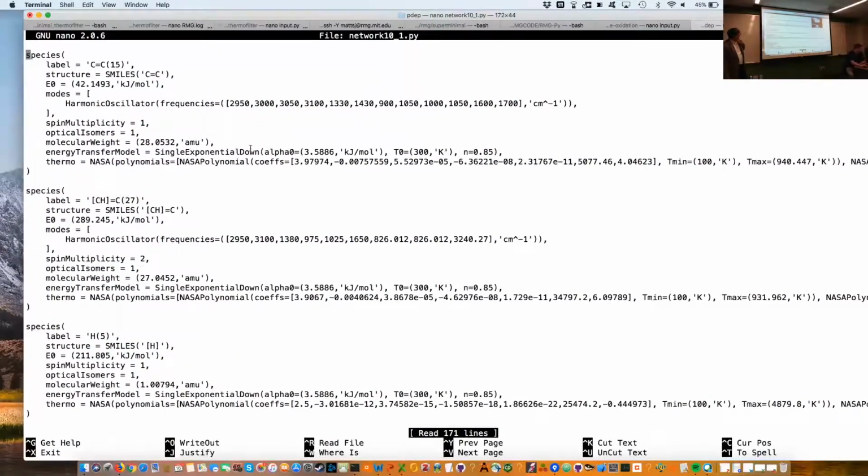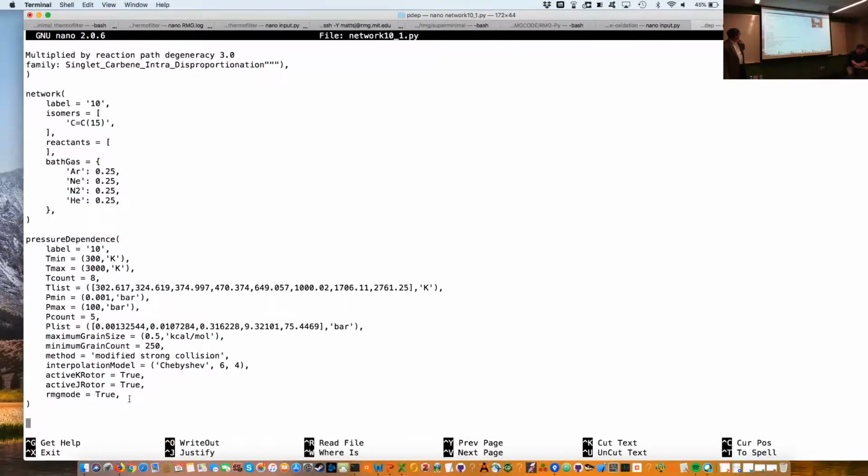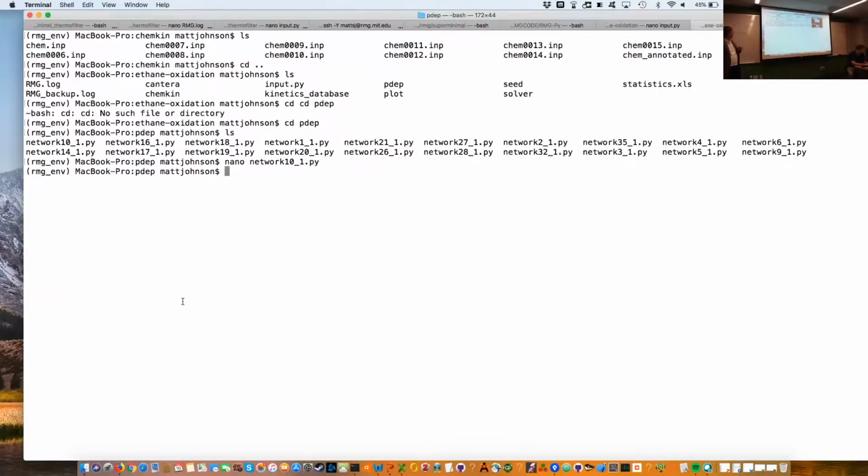So this is a PDep network file. I think this is an input file. Since it's an input file, you can run it independently, and then Arkane will tell you. How about in the RMG input? Did it just have it? That was there.